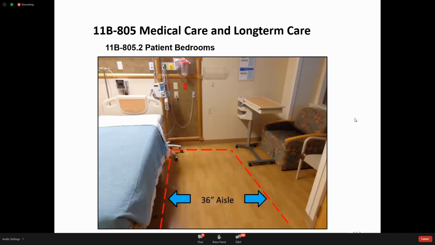Now I want to show a picture of a room. So this one, it happens to be Sutter Roseville, which is near and dear to my heart.